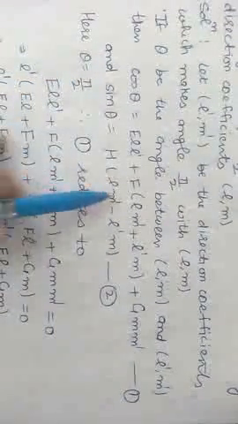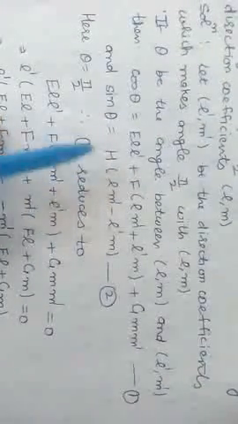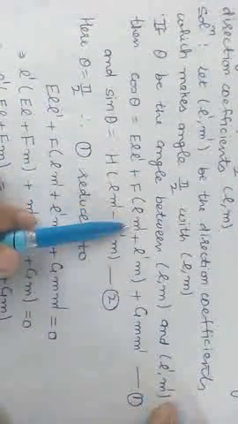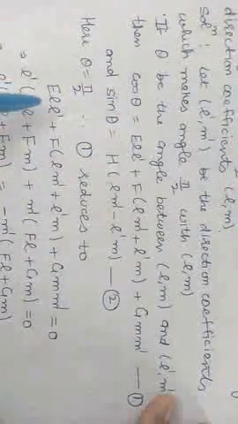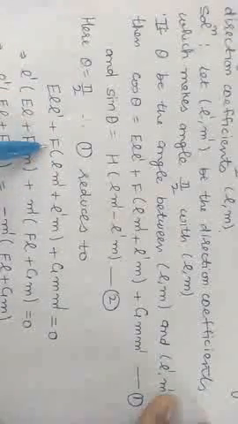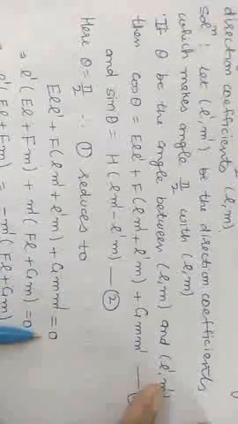Now because here theta is 90 degrees, we can substitute the values in these two equations one by one. Firstly, let us substitute theta equal to pi by 2 in the first equation. As we substitute theta equal to pi by 2 here, cos 90 will become 0. So we get the equation E l l' plus F into (l m' plus m l') plus G m m' is equal to 0.